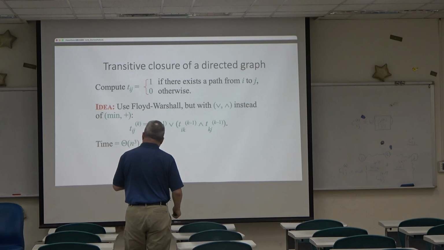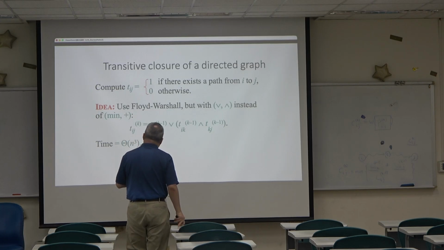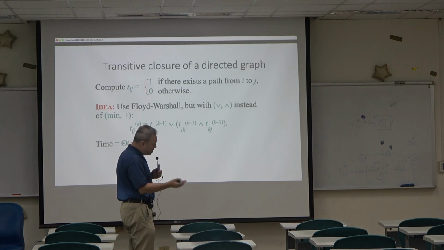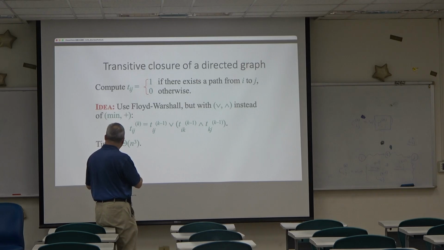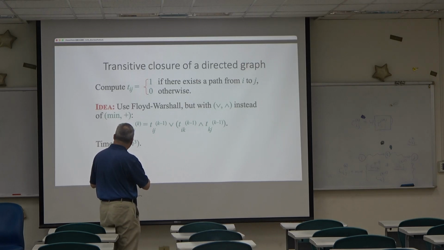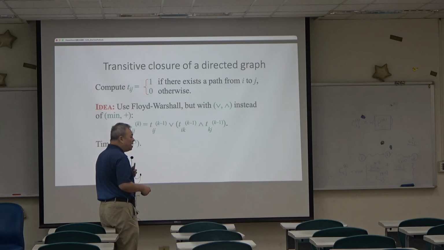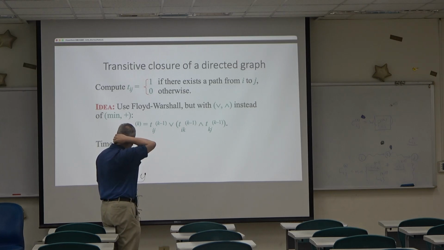Being able to go from I to J doesn't mean we can go from J back to I. So how do we calculate this transitive closure for all possible pairs of I and J? The idea is to use Floyd-Warshall.